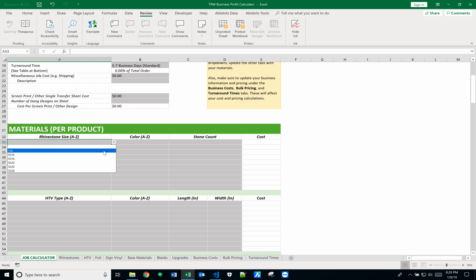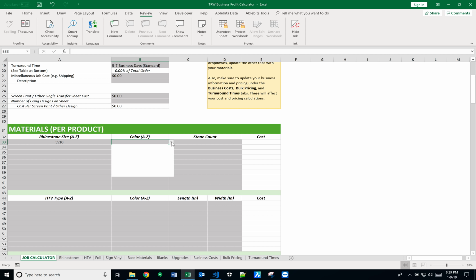So this particular order, let's say they want rhinestones. We're going to do SS10 and we'll do some crystal rhinestones. And let's say for one shirt, it's 150 stones. And again, this is materials per product. So you're not entering in all the materials for the whole job. It's just per product here. So it's 150 stones for this design. And that's going to cost us 44 cents.